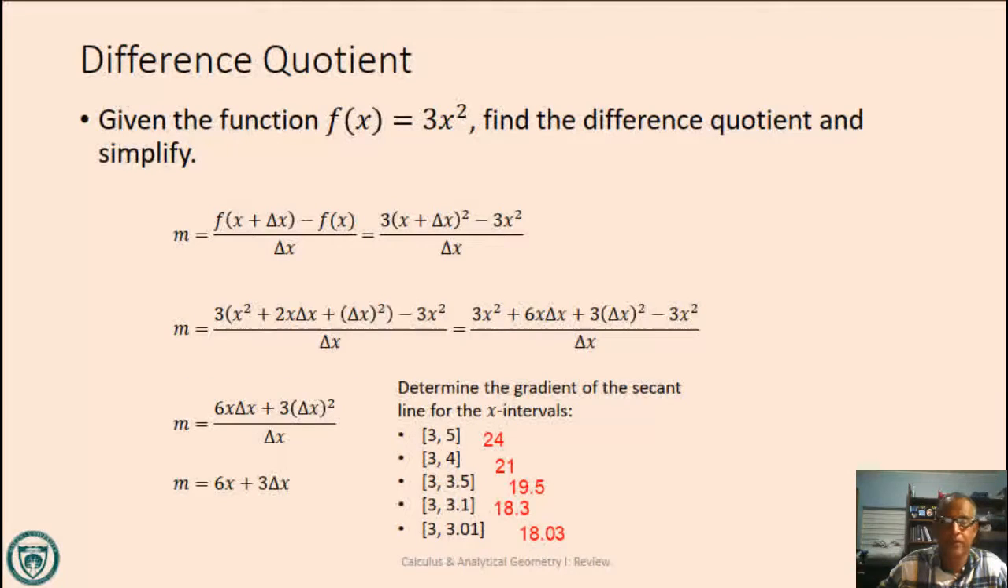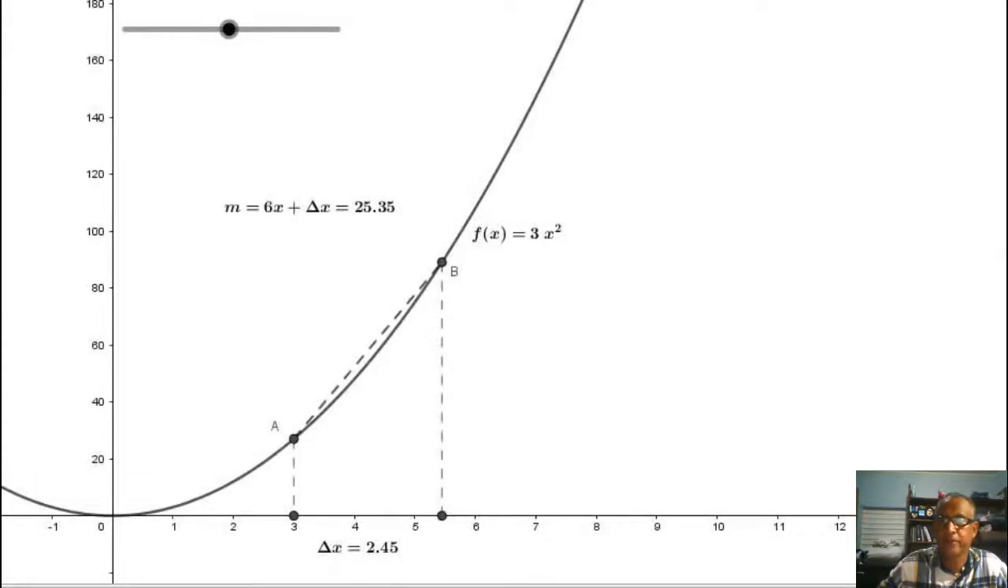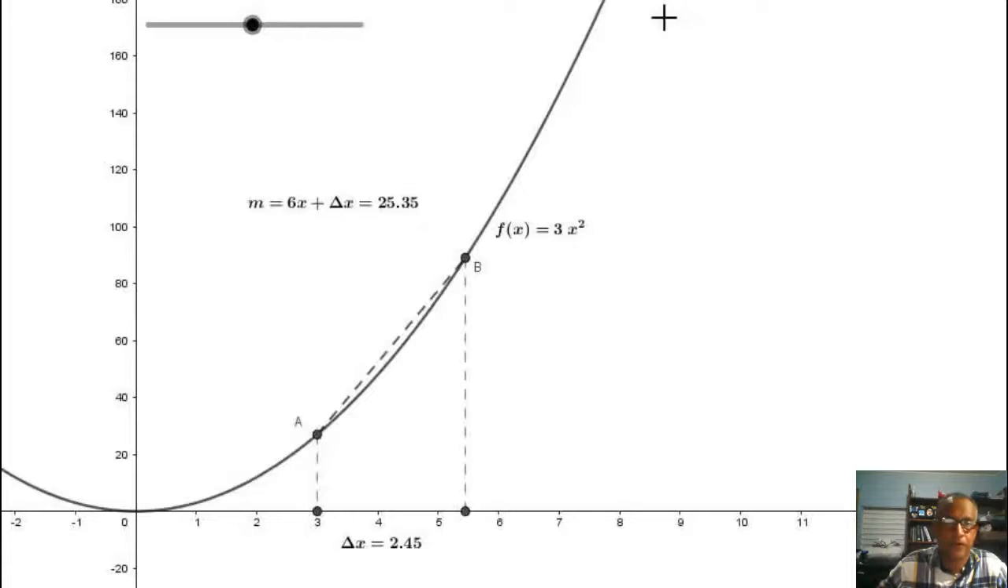Let's take a little closer look at this using my favorite little app, GeoGebra. So I put together a little thing here. I don't know how much of this you can see on the screen, but I think you can see enough, right? You can't see the entire app, but you see enough here.